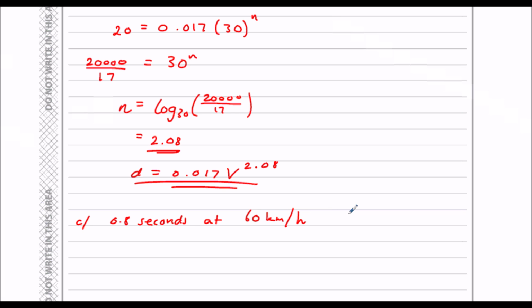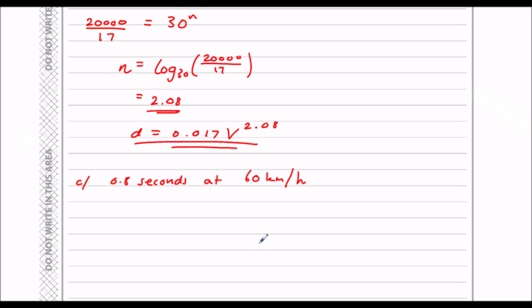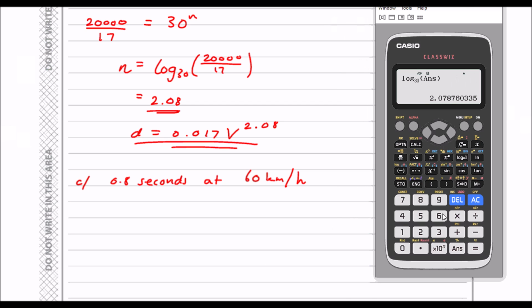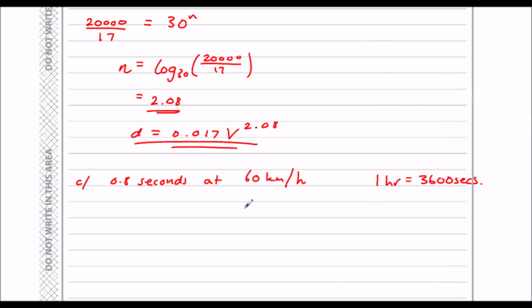So let's change kilometers per hour into kilometers per second. And to do that, so 1 hour is 3,600 seconds. So we're going to divide by 3,600. So 1/60th of a kilometer per second.